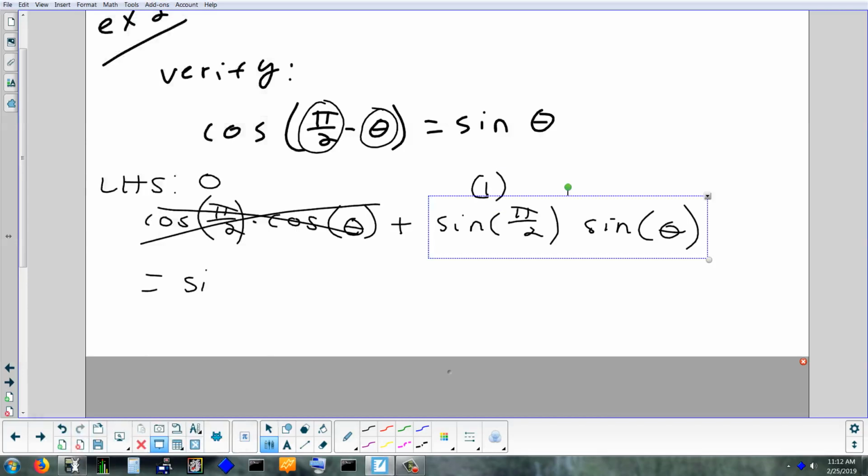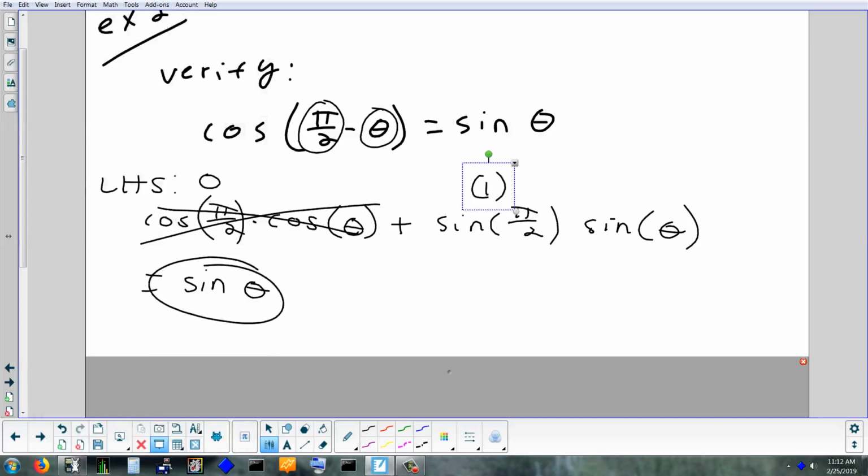Sine. 1 times 1 would be 1. 1 times sine is just sine. 1 times sine gives me sine, and that's exactly what we're supposed to get. So it's kind of like a proof, but it's pretty easy because you just plug into the formula, and half of it always becomes 0. Okay, we're gonna try another one like that.